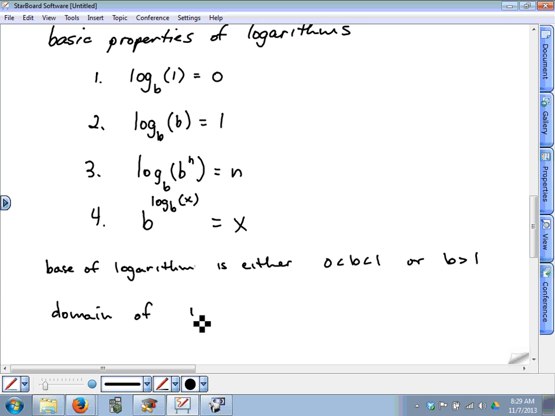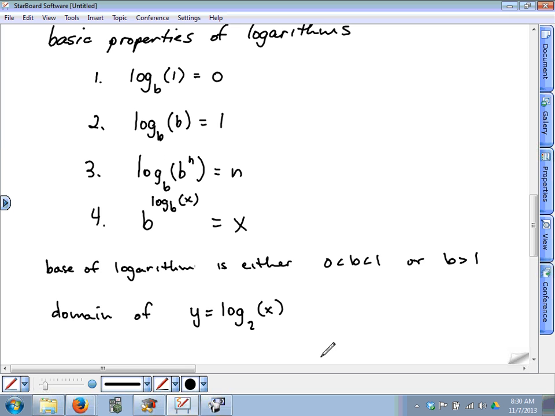Domain of, let's just choose a generic logarithm function here. Let's do y equals log base 2 of x, just some random function we're choosing here. What is the definition of domain? Not as it pertains just to logarithms, but of any function. What's the definition of domain? The possible inputs. What are the possible inputs that can go in place of x?